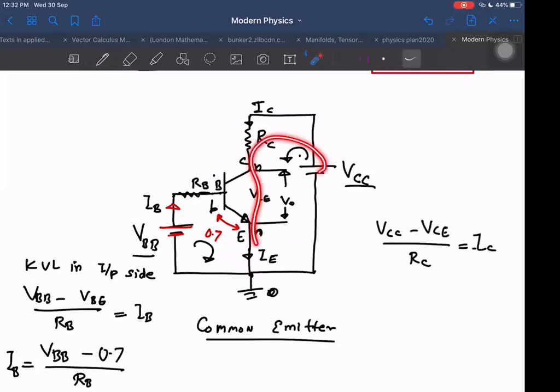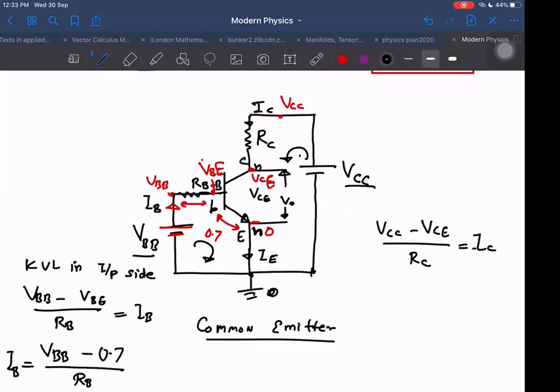Understood? It's explained again. You should be understanding it. Start from VCC. Here it is VCE. This voltage here is VCC. Here is VBE. This voltage here, I am taking with respect to the reference here, VCE. So across RB, we are getting VBB, and across RC, VCE upon RC gives IC.